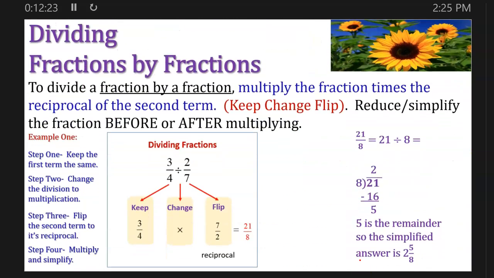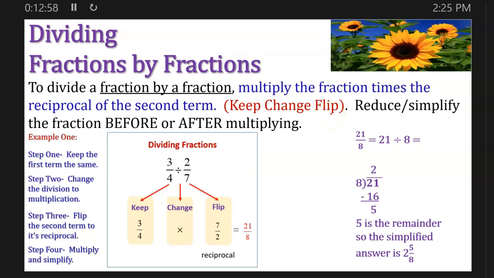All right, dividing fractions by fractions. To divide a fraction by a fraction, multiply the fraction times the reciprocal of the second term. Okay, one of the rules we use, students call it keep, change, flip. Basically, you keep the first term the same, you change the division to multiplication, and then you flip the second fraction, the number you're dividing by.